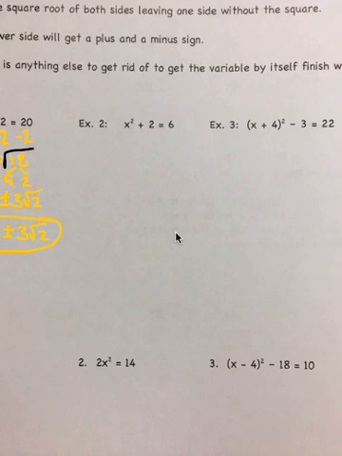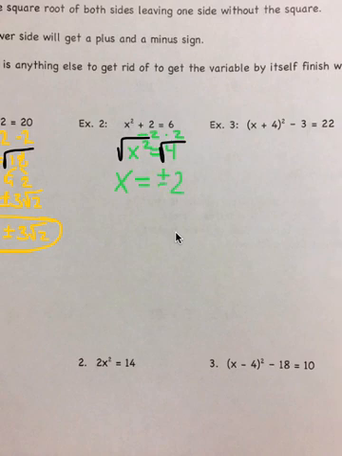So the next one, x squared plus 2 equals 6. Still going to subtract 2. So we get x squared is equal to 4. I take the square root of both. This one is easy. x equals plus or minus 2, the perfect square.